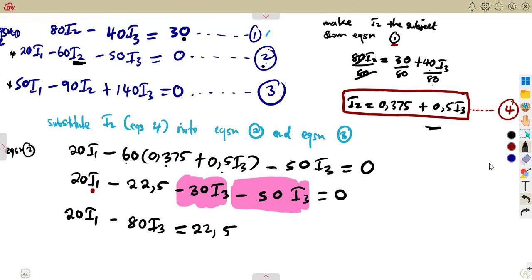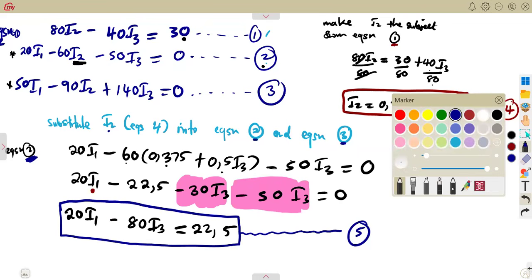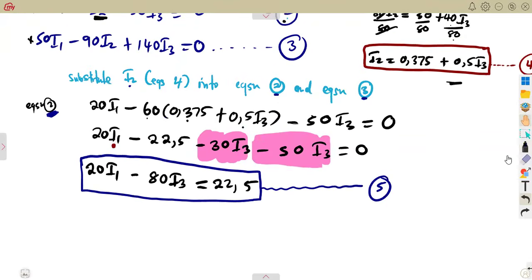Thus, we formed another equation by substituting into equation 2. Remember, I started with equation 2. We have formed another equation, so you're going to call this equation 5. Remember, we have equation 4 there. I said you are supposed to substitute I2, which is our equation 4, into equation 2 and equation 3. So we are supposed to do this also in equation 3. So substitute this now in equation 3.